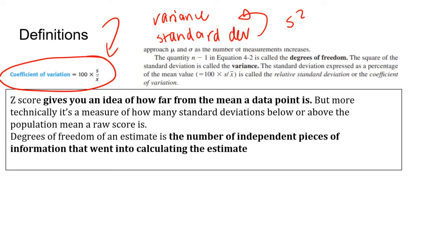The coefficient of variation has two things in here. The first one is the 100, as you see here, and then you have the s over x naught. The s in here is your standard deviation, and then right here is your mean. Okay.